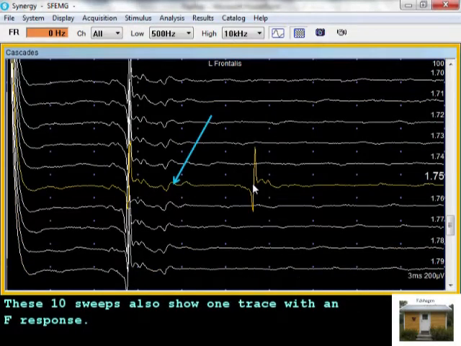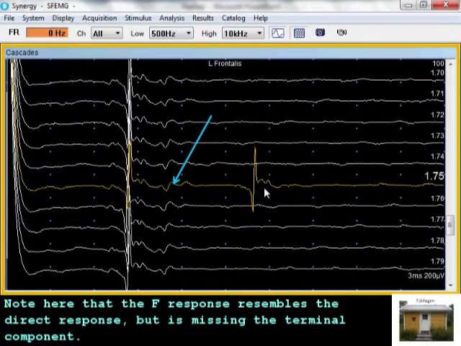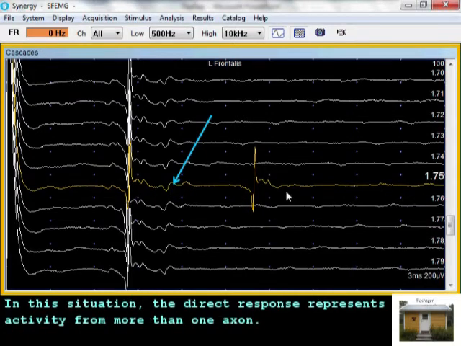These 10 sweeps also show one trace with an F response. Note here that the F response resembles the direct response, but is missing the terminal component. In this situation, the direct response represents activity from more than one axon.